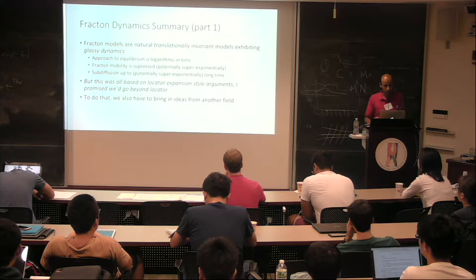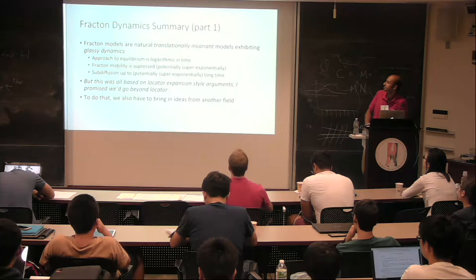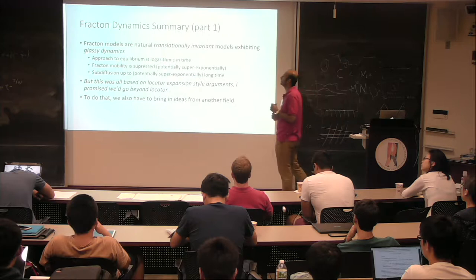So fracton models are natural translationally invariant models which exhibit glassy dynamics. The approach to equilibrium is logarithmic in time. The fracton mobility is suppressed, potentially super-exponentially so. There could be subdiffusion up to times potentially super-exponentially long in temperature.